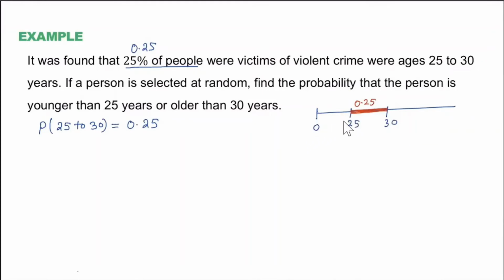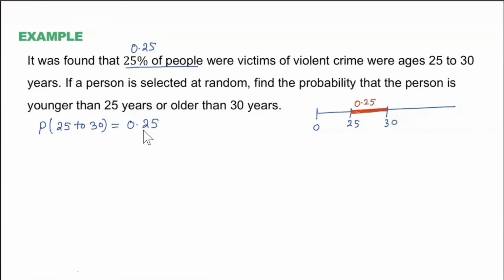The age of the people over here will be less than 25 years, or younger than 25 years. And the age of people in this region will be more than 25, more than 30 years, or older than 30 years. Now the question is, if a person is selected at random, find the probability that the person is younger than 25, that is on this region, or older than 30. That means we are just excluding this 0.25. So if we are excluding the 0.25, we are looking at the complement of 0.25.